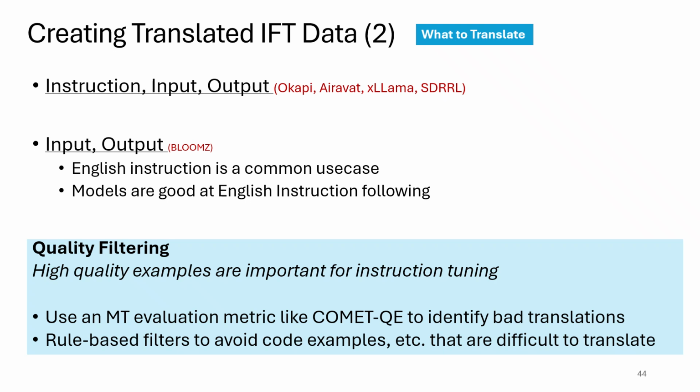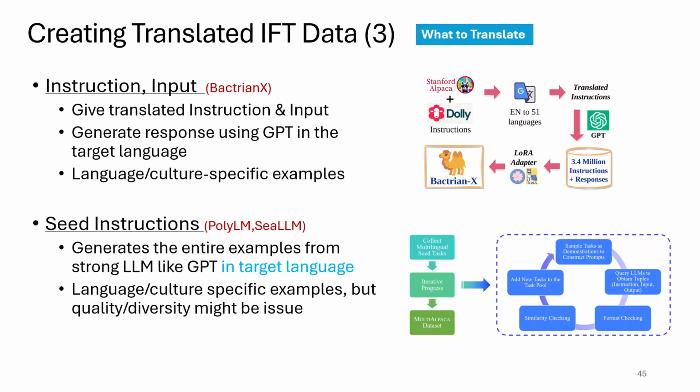One thing to do is quality filtering, because translation systems are not perfect, and we want to retain only high quality examples for instruction fine tuning. So you could use an MT evaluation metric like Comet QE or Comet Kiwi to identify bad translations and filter them out. You could also use rule-based filters. Maybe you just don't want to include code examples in the translated IFT data. It's just difficult to translate code examples with code, etc.